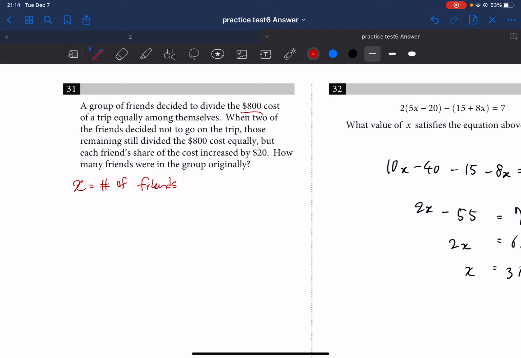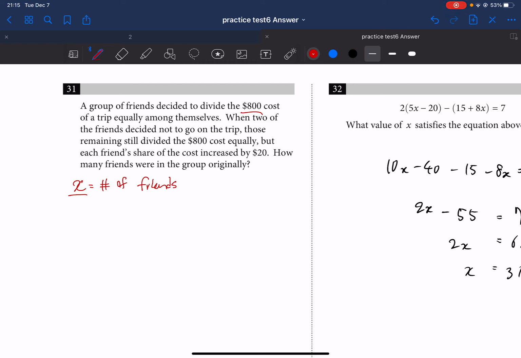So we have the $800 cost of the trip divided equally among themselves. When two of the friends decided not to go on the trip, those remaining still divided the $800 cost equally, but each friend's share of the cost increased by $20. How many friends were in the group originally? So we want to find the number of friends, so x, right? The number of friends.